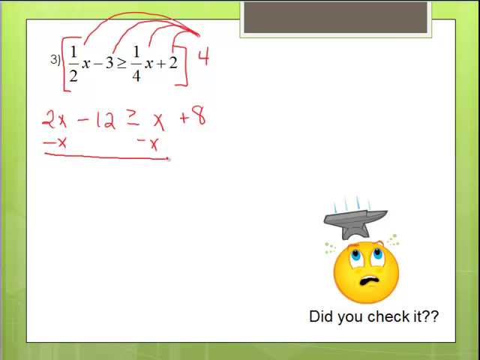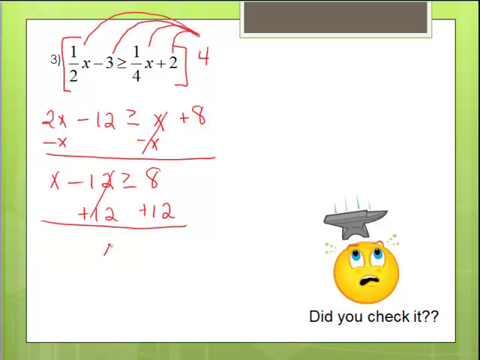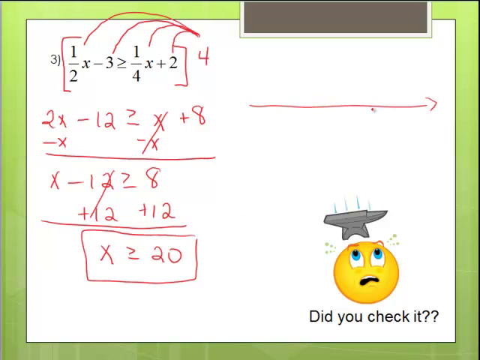Subtract x from both sides. Add 12 to both sides. So I get x is greater than or equal to 20. If I wanted to graph that, I would just go to wherever 20 is on my number line. It's greater than, so we know it's this direction. And it's or equal to, so we have a bracket. So that would be bracket 20, infinity, parenthesis.